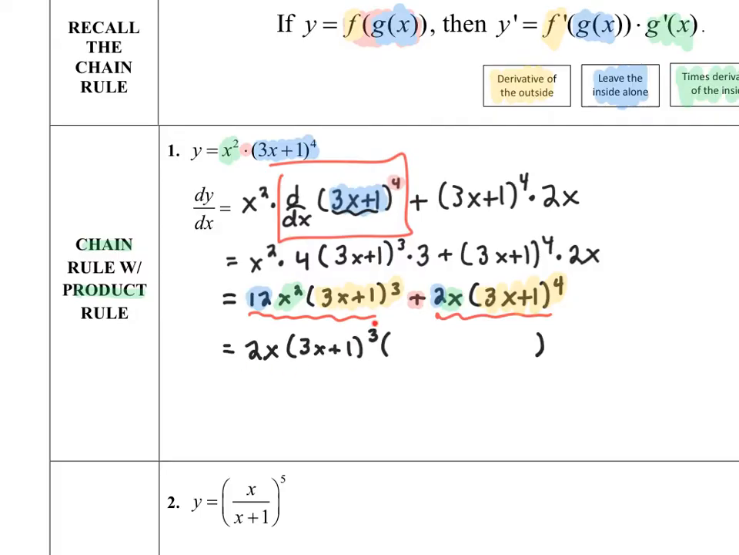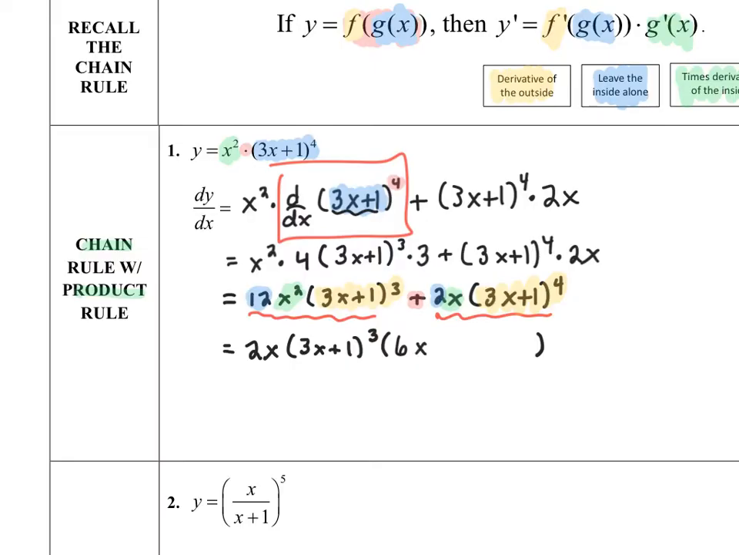So this is what I'm going to factor out of each of these two terms, and in the parentheses I'm going to write what's left out of each one of them. When you factor, you can just imagine it as a division problem. So just imagine dividing this 2x, 3x plus 1 cubed out of that first term and just write what's left in the parentheses. So 12 divided by the 2 is going to be a 6. X squared divided by x is going to leave an x.